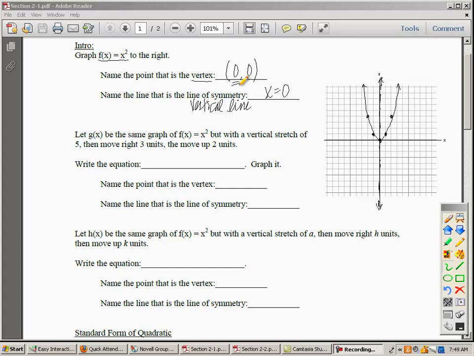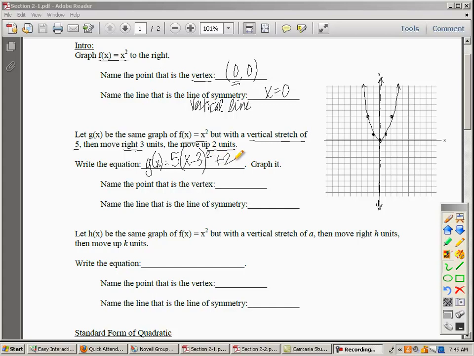In the second part, we're going to start with x squared, and we're going to use our transformation ideas from chapter 1. We want a vertical stretch of 5, right 3, and up 2. As I go to write my equation, I'm going to call this g. The vertical stretch of 5 comes before my parentheses. Because I'm moving right 3, I do the opposite, so it's x minus 3. I'm talking about a parabola, so I square it. Up 2 is a plus 2 at the end.